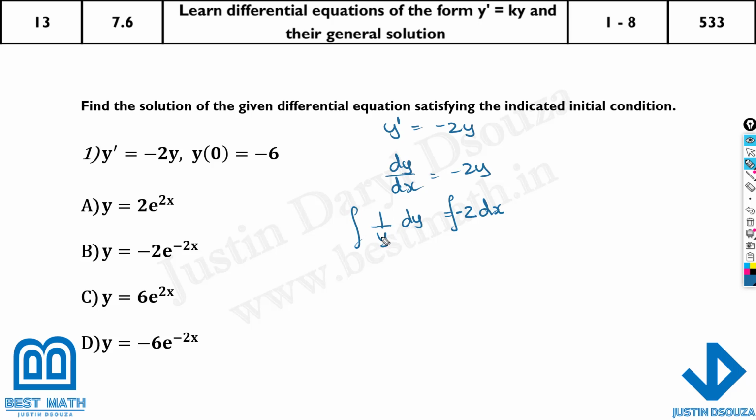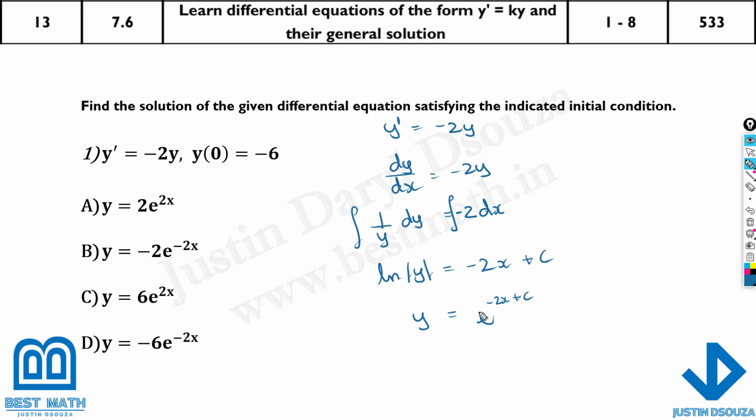What's the integration of 1 by y? It will be natural logarithm of y equals, here it will be minus 2. There is nothing, so x will be added, plus c. So this is the answer. Now here we don't want natural logarithm y, we want only y. So what we can do is we can take exponential on both the sides. So if you take exponential, it'll cancel with natural logarithm. So I'll directly write it as, no, I'm not going to write e, because e and ln are inverse, so it'll be just y. And here we will have e to the power minus 2x plus c. We have to take this entire thing to the exponent.